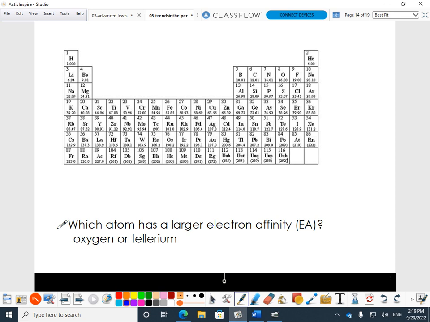Oxygen is here, tellurium is here. 52. All right, great job. Okay, so oxygen.